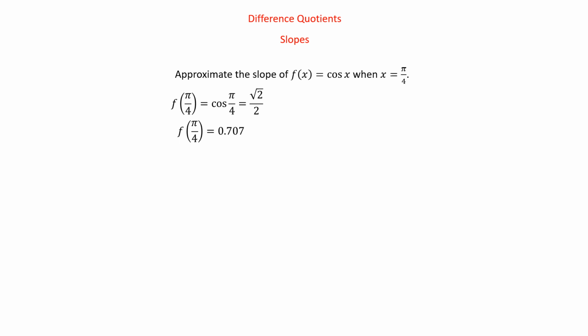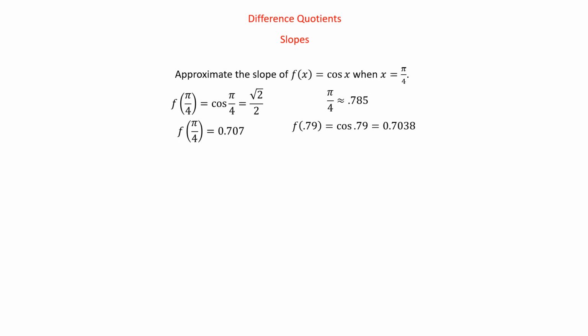Well, now we need another number that's close to pi over 4. Well, what is pi over 4? If we do a little bit of division, we see that pi over 4 is about 0.785. We need to find something close to that. You could go up 0.01 to make it 0.795. 0.015 to make it 0.8 would be okay, but I'm just going to go up to 0.79. So if we plug in 0.79, cosine of 0.79 is going to be around 0.7038.